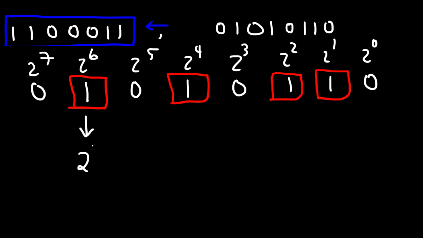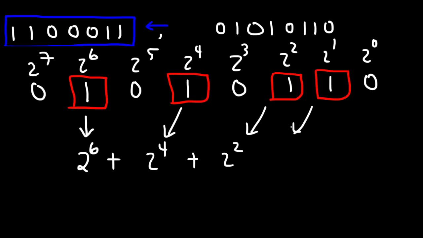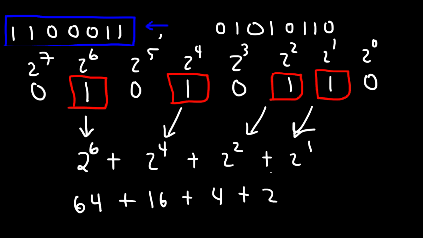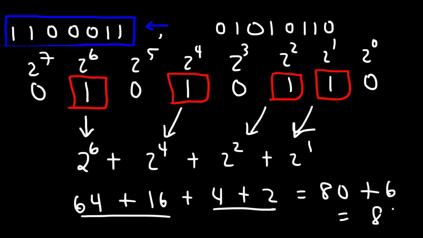So this is going to be 2 to the 6 plus 2 to the fourth power plus 2 squared, and then plus 2 to the first power. So 2 to the 6 is 64, 2 to the fourth is 16, 2 squared is 4, and 2 to the first is 2. So 64 plus 16, that's going to be 80, and then 4 plus 2 is 6. So the final answer for this example is 86.